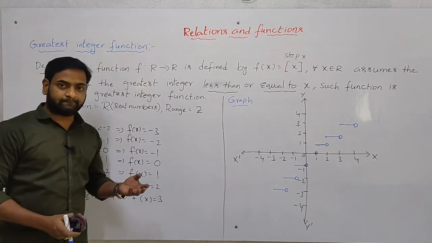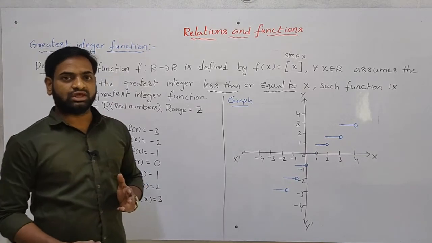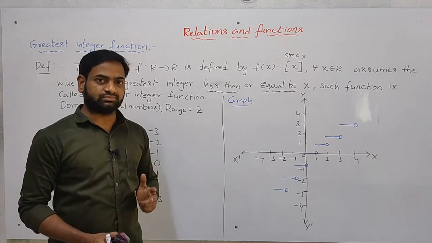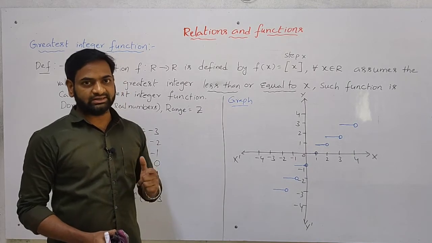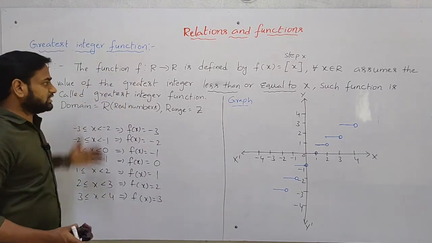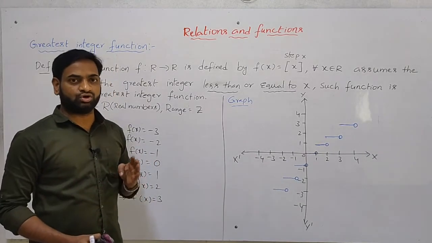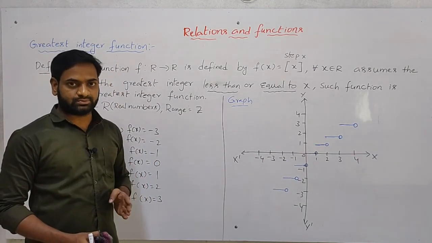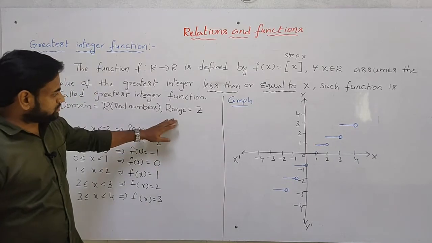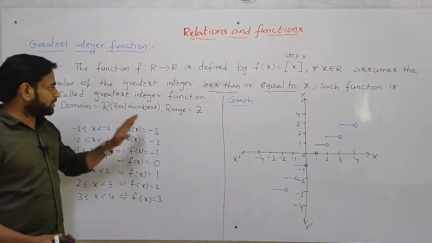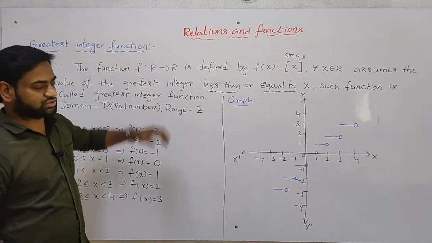And these four are the most important. First one is identity function. Next one is modulus function. Next, signum function. And this is greatest integer function. These four functions are most important for the exams. So it is the graph and values, domain and range, and it is the definition.